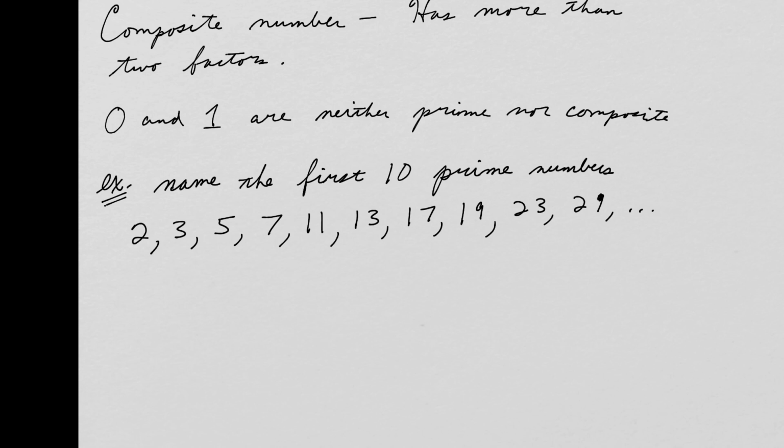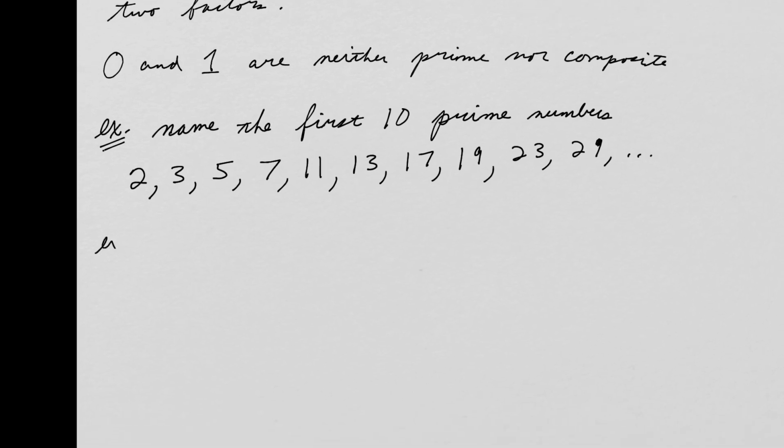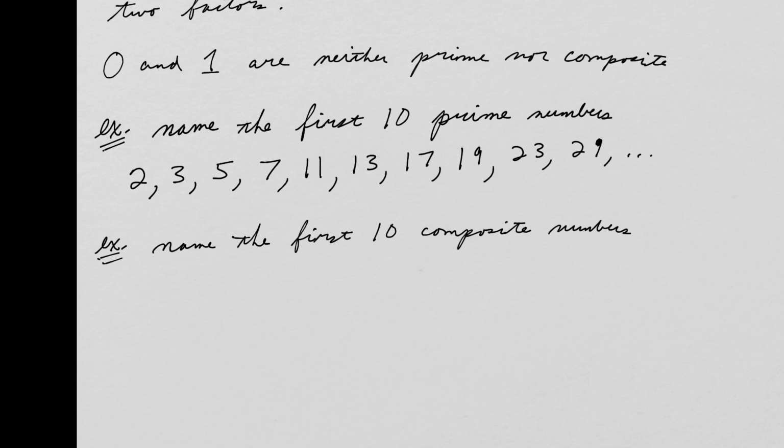Now, let's see if we can name the first 10 composite numbers. Well, this is basically filling in the gaps here, right? Because we skipped the ones that weren't prime, so they have to be composite. So name the first 10 composite numbers. So start with, let's see, I guess it'll be 4, right? 4.